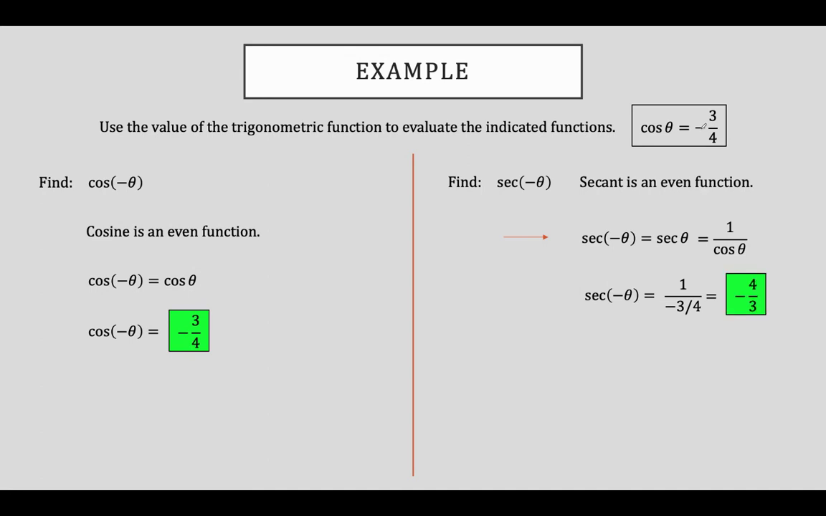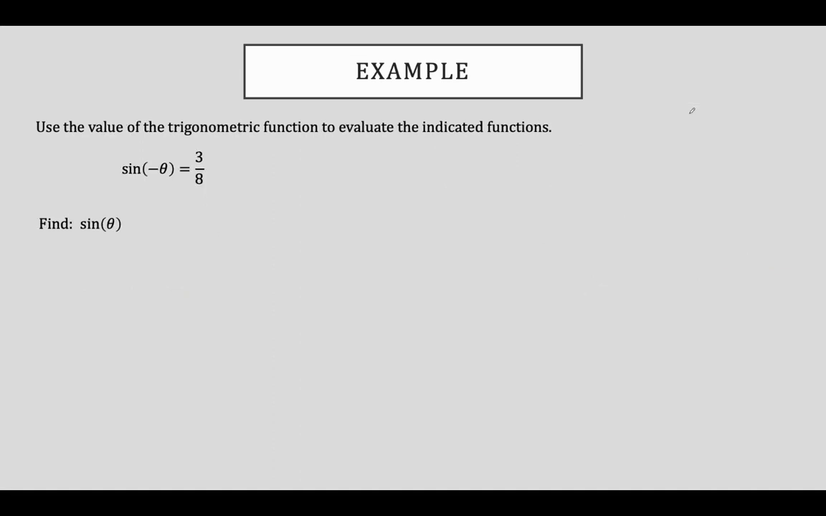Right? So we are just using these even and odd identities to help us in finding some more relationships about our trig functions and angles that might be opposite of angles that we know. Let's look at one more here. Okay, the sine of negative theta is equal to 3/8. This says find the sine of positive theta.